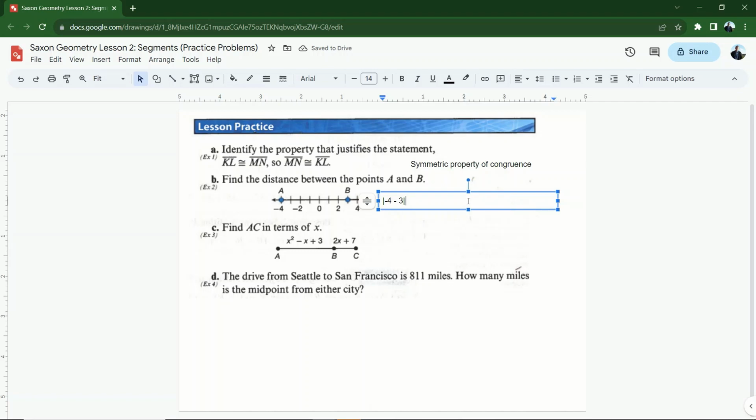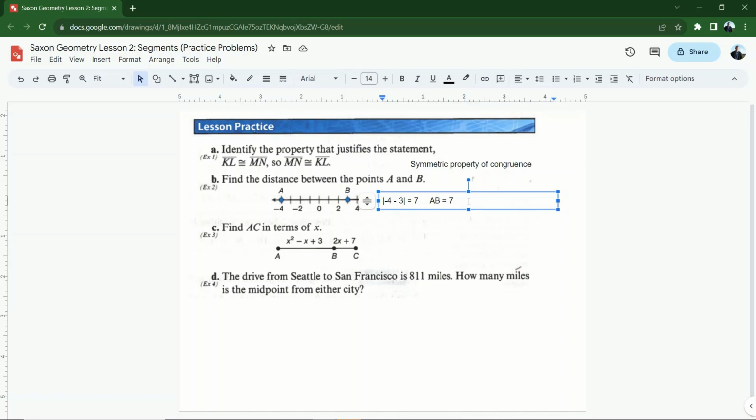So this is going to be -4 minus 3, which equals -7. The absolute value of -7 is 7. So the distance between A and B is 7. The way I would state that is just AB equals 7. Notice I'm not using segment notation because I'm talking about a distance, the distance between point A and B.